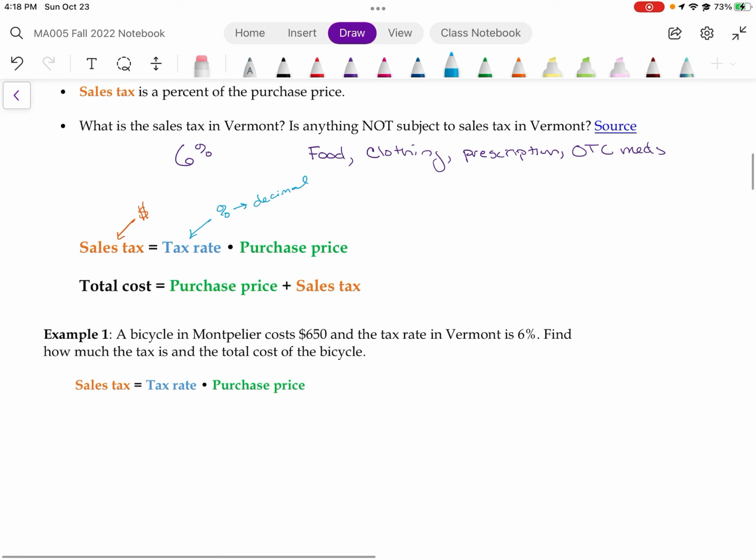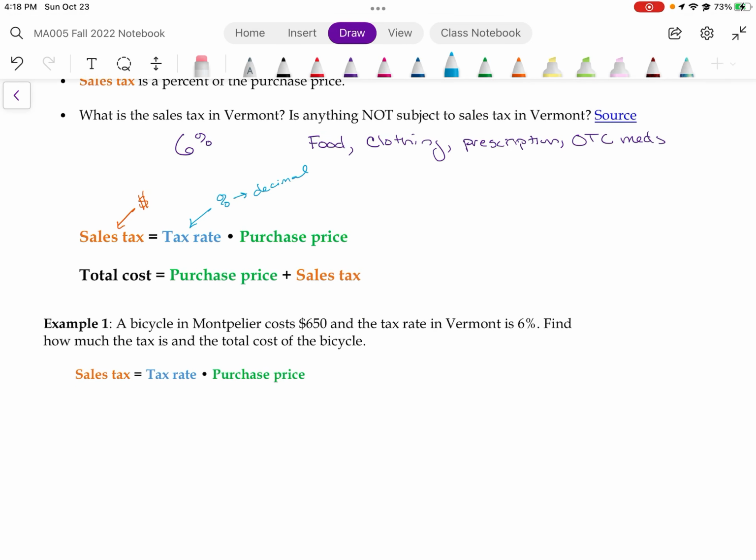So let's look at a problem. A bicycle in Montpelier, Vermont, costs $650, and the tax rate is 6%. Find how much the tax is and the total cost of the bicycle. All right, so I've got the formula there. So first we need to find what the tax is, and then we'll add that to the cost of the bike, and we'll get the total cost.